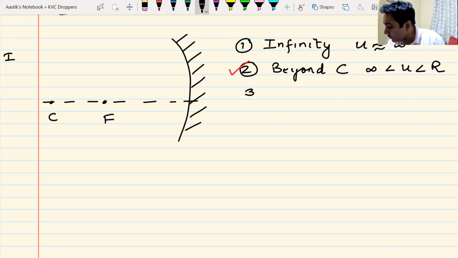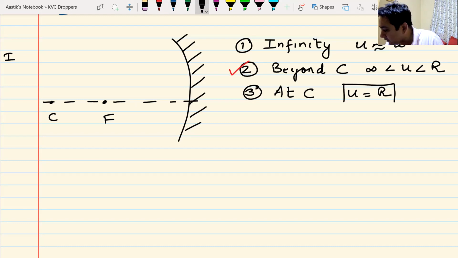The third category would be the object is placed at C. At C means it is placed at the center of curvature. That means the value of u would be equal to r. This is the case that we have already seen. Yes or no? We have seen case number three in the problem.